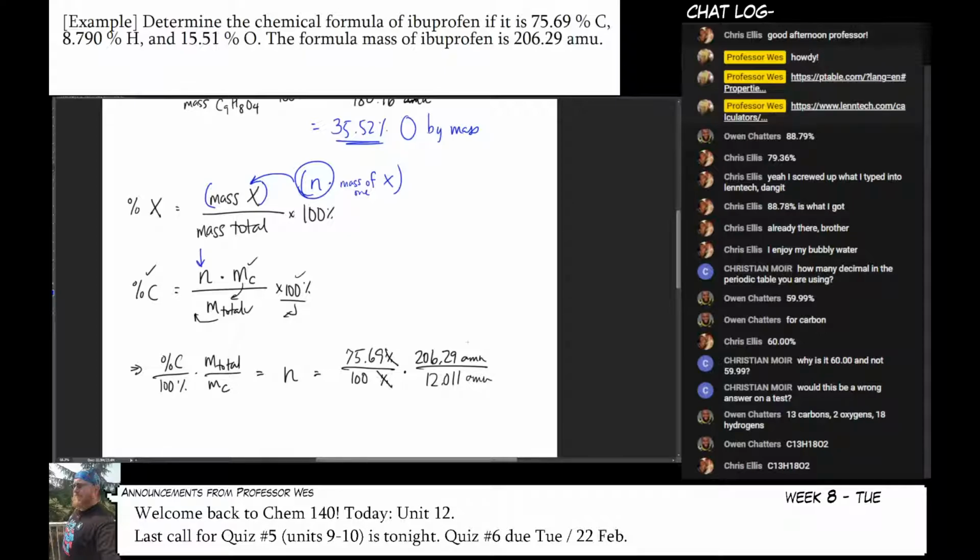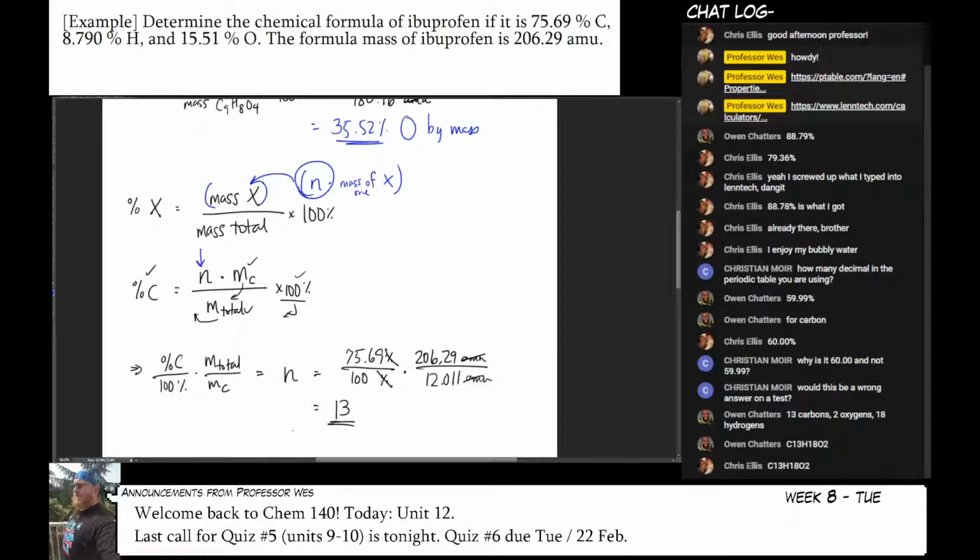I have an extra 1 in there. That's fine. Doesn't really matter. And when I do this, I should get an integer, and that integer should be the number of carbons in there. So 75.69 times 206.29 divided by 100 times 12.011. And I got 12.9998, which we're going to round up to 13. And it was 13. Now look at that.